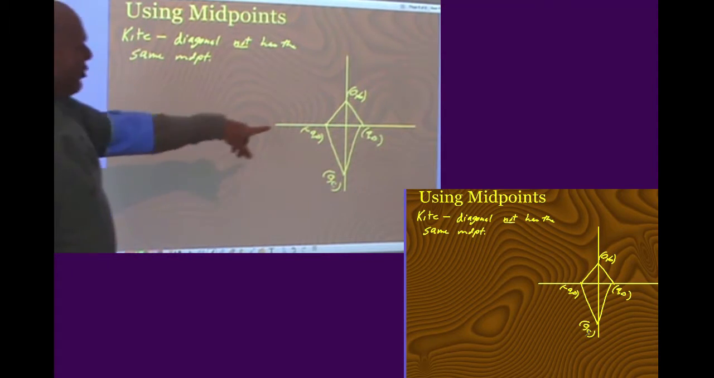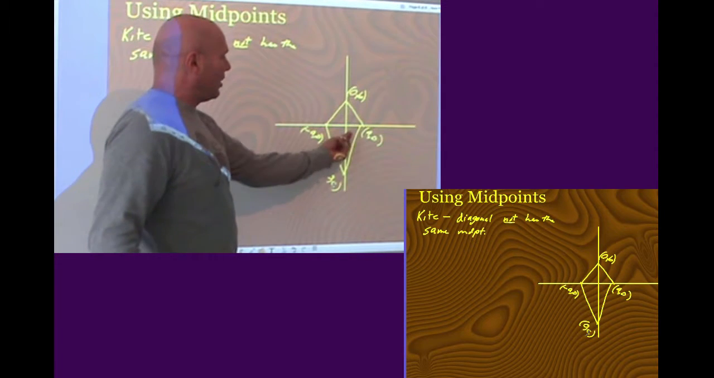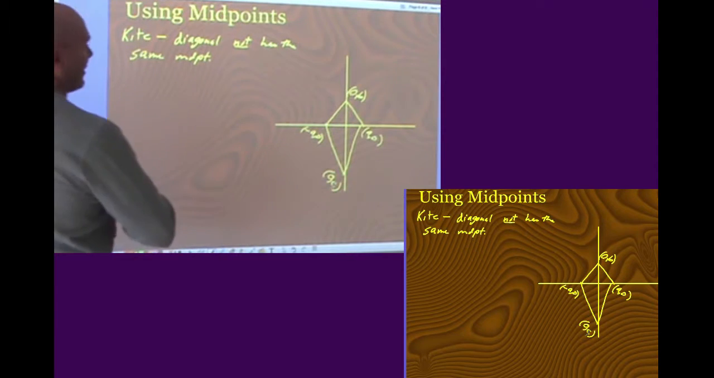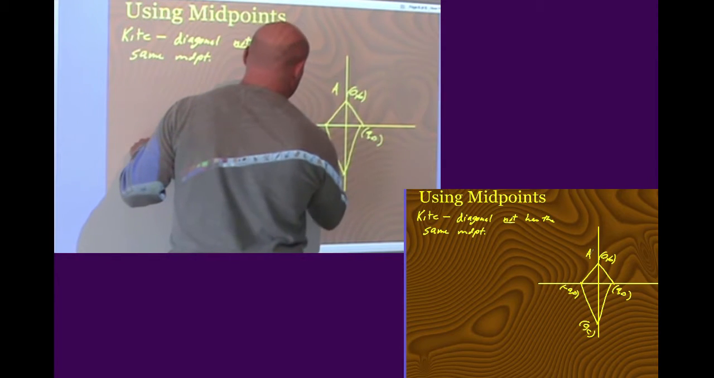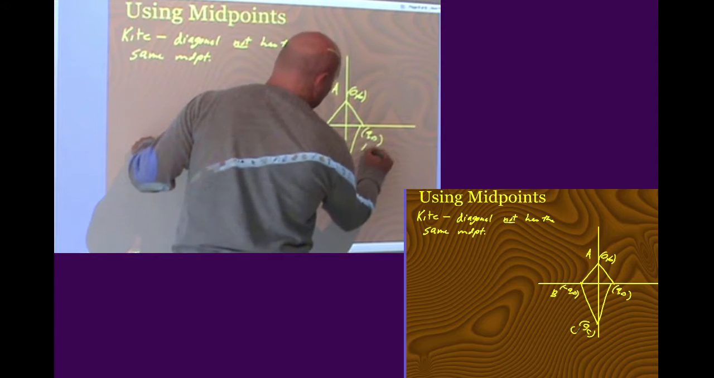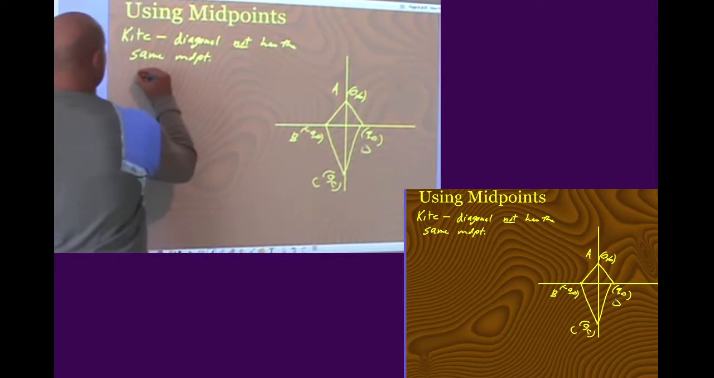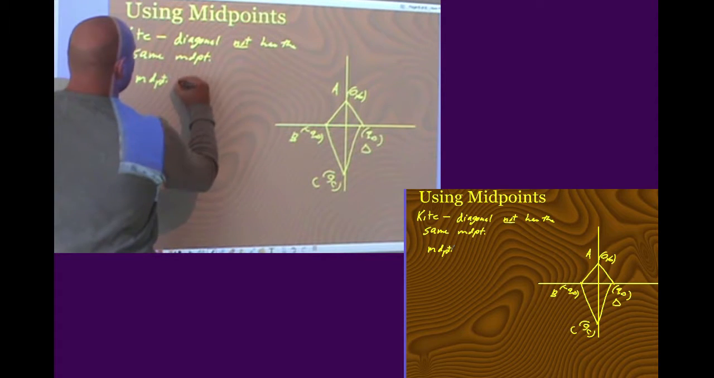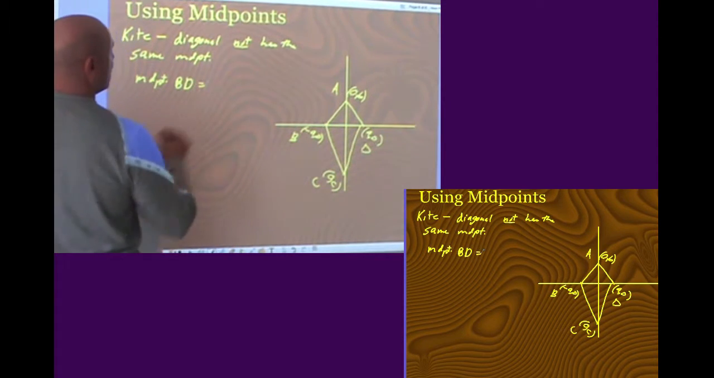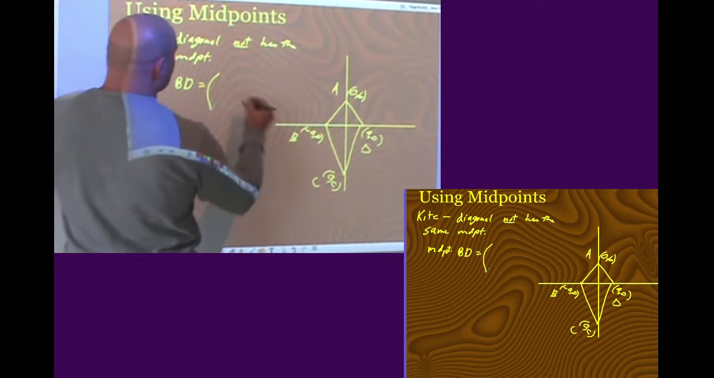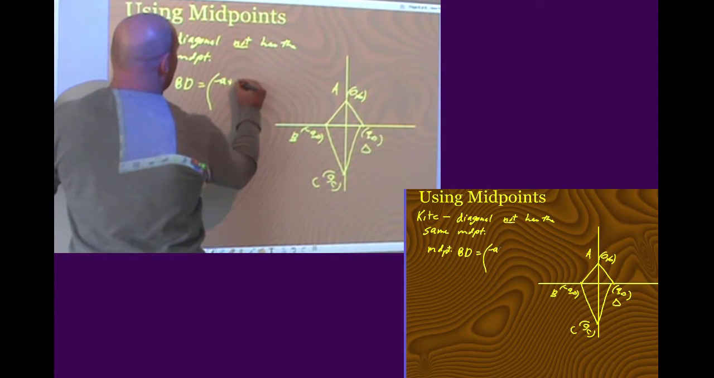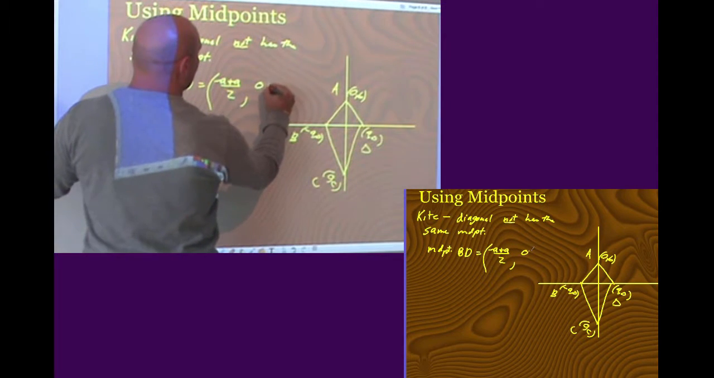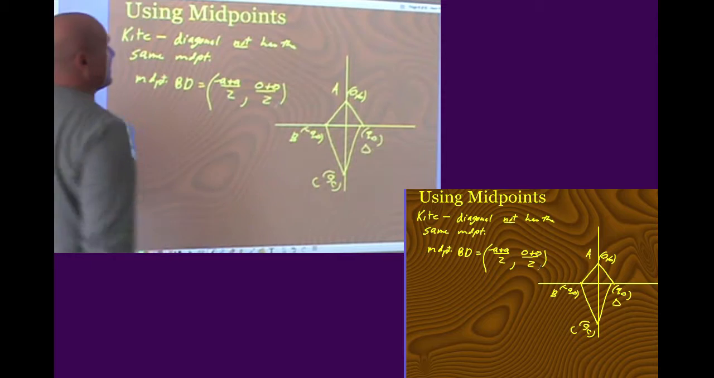So I want to show that they don't have the same midpoint. So we're going to calculate one midpoint, which is going to be easy, and then we'll calculate the other midpoint and show that they're not the same. So let's call this A, B, C, D. So the midpoint of segment BD, this one will be easy, is equal to x plus x, which is the opposite of a plus a over 2, and y plus y, 0 plus 0 over 2, that's a piece of cake.